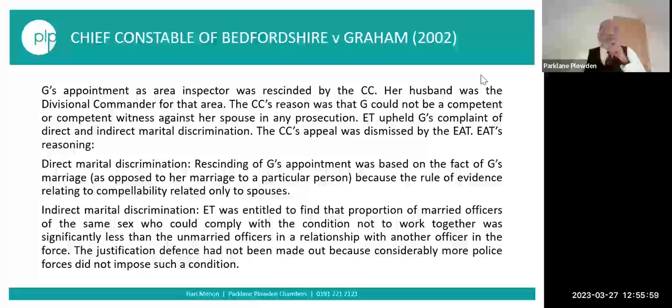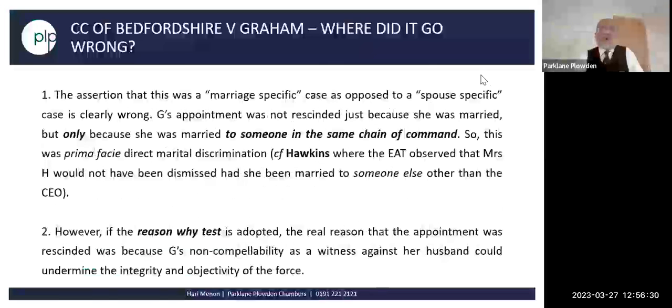Now, it also found that it was indirect marital discrimination because the proportion of married officers of the same sex who could comply with the condition not to work together was significantly less than the unmarried officers in a relationship with another officer. Now, that indirect marital discrimination point is less controversial because it was based on statistics which were clearly borne out. What is more problematic is the reasoning about direct discrimination.